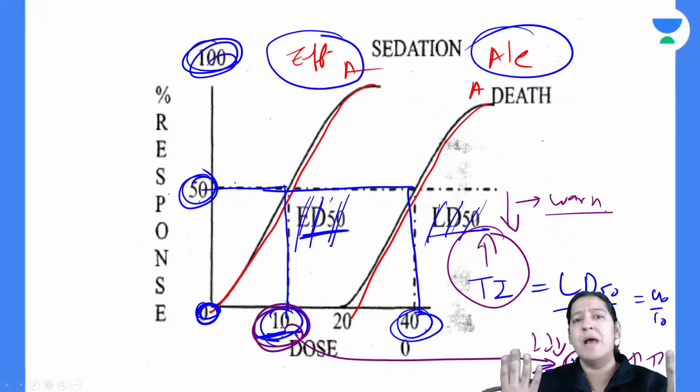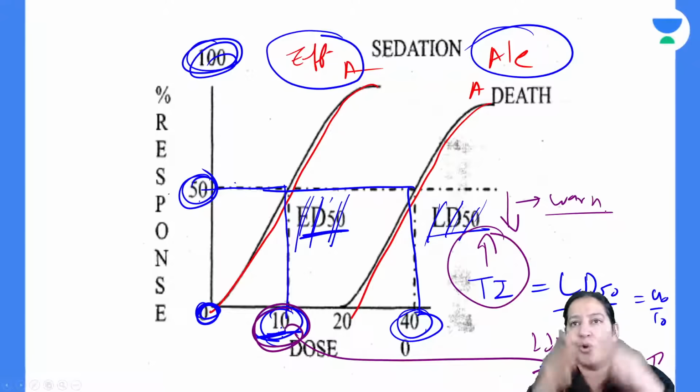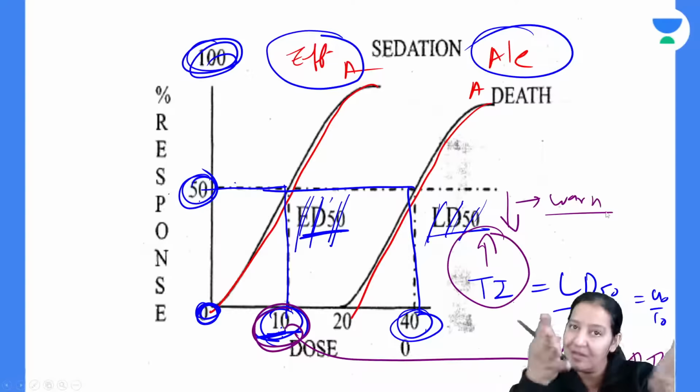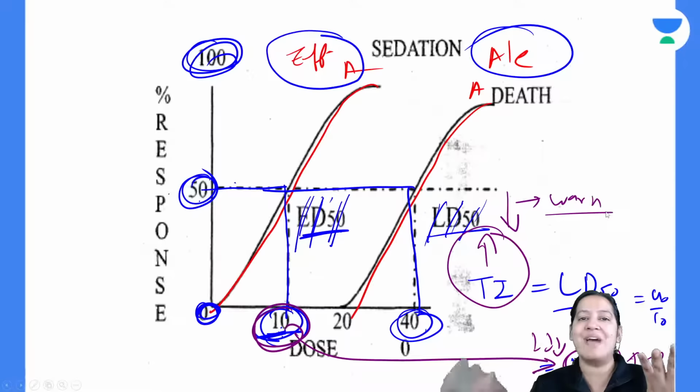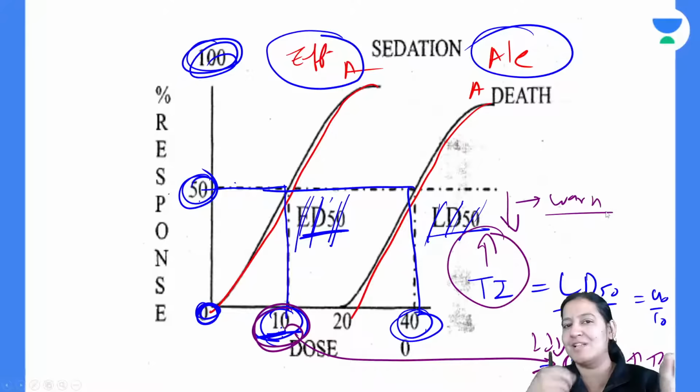They always assume that dose is directly proportional to the response. They do not know these slopes and curves. They have not done the study, right? But we are the doctors, we have studied all this. It is not always a direct relation, that if you take 10 milligram this is the response, and if you take 20 milligram this is the response. It is not always directly proportional.